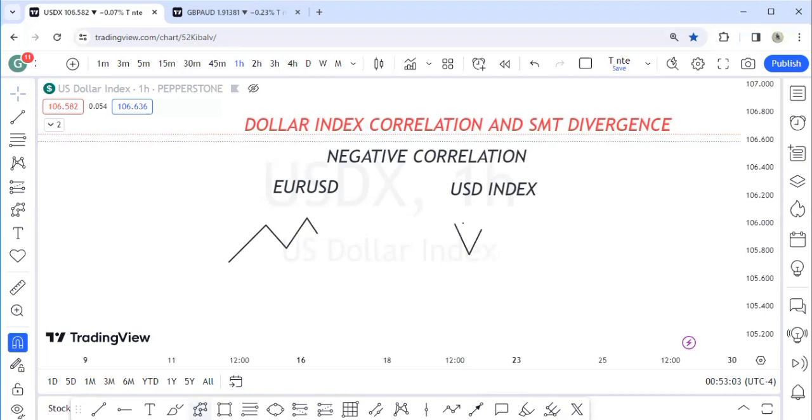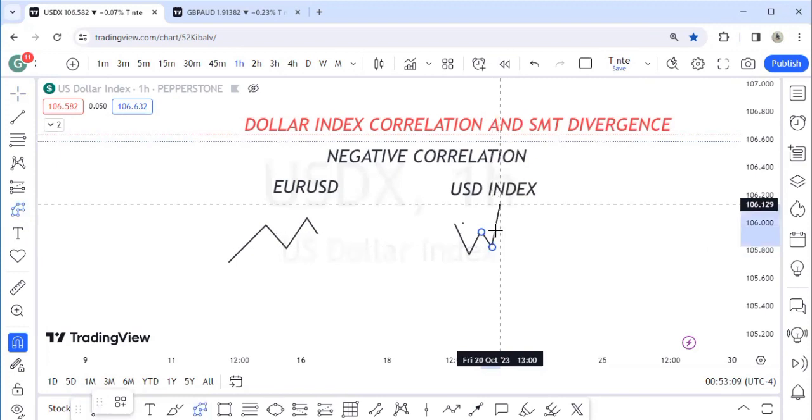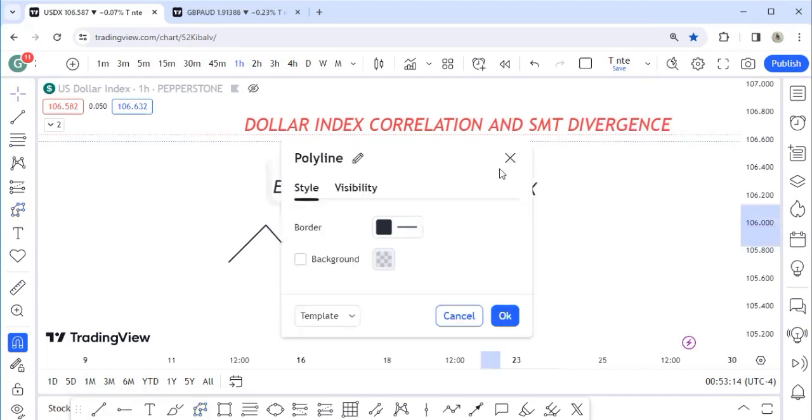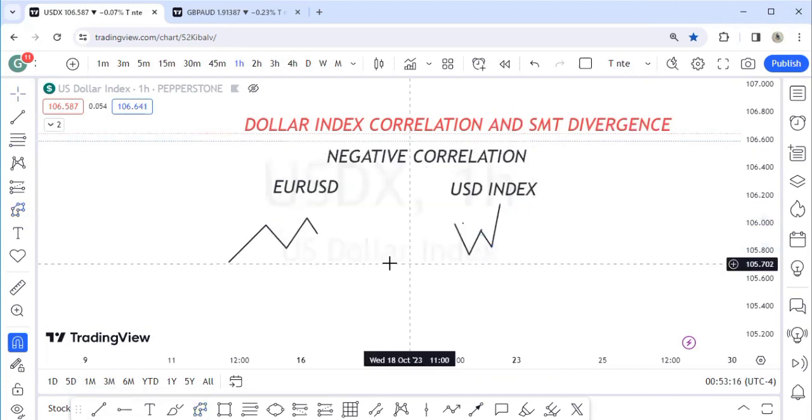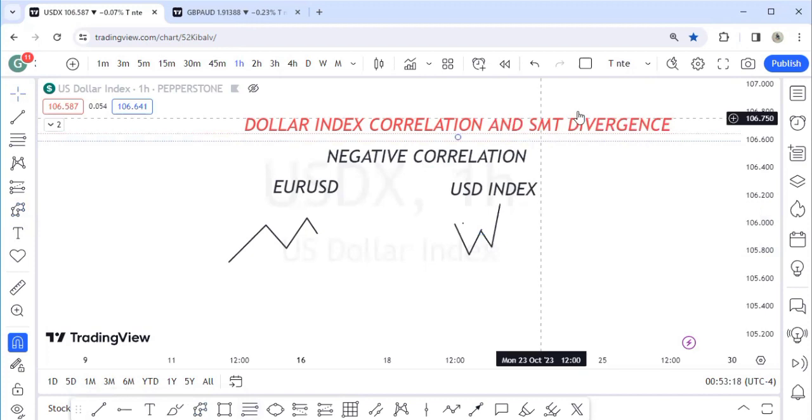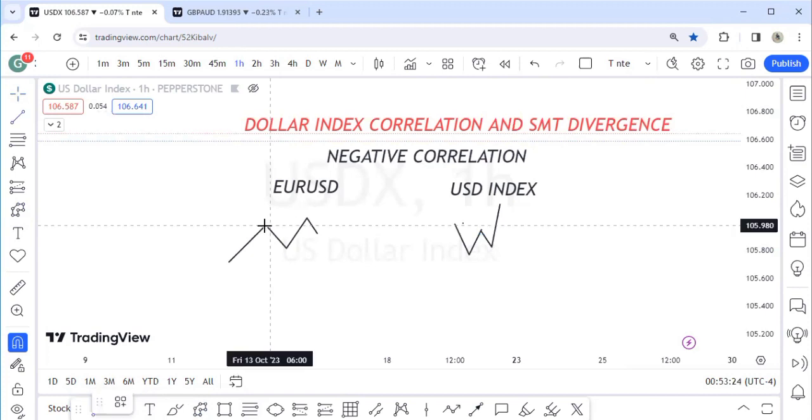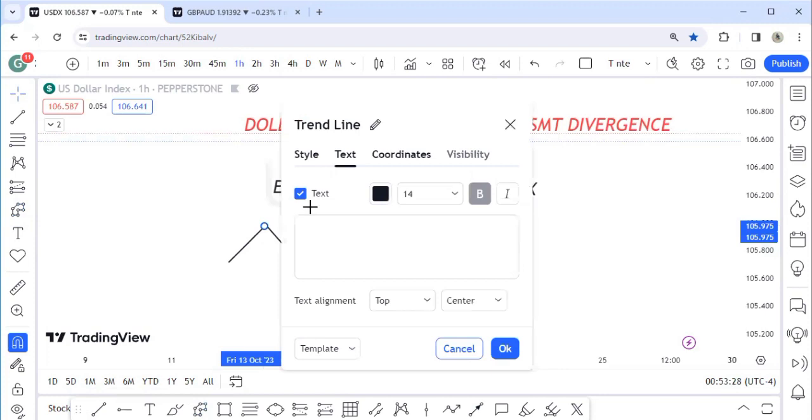So if dollar index now fails to make a low, right? We refer to it as an SMT divergence. It simply means that there's a crack. SMT simply means a crack in correlation. All right. So if the euro makes a high, which is this high, you can see this high form very clearly.